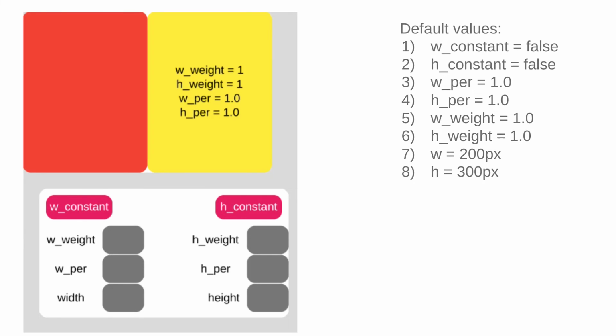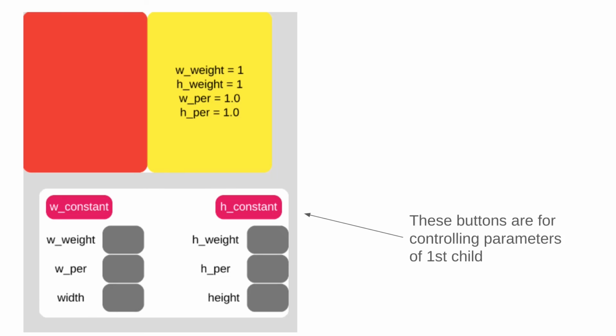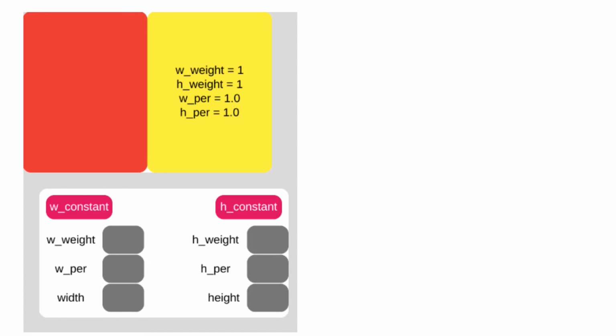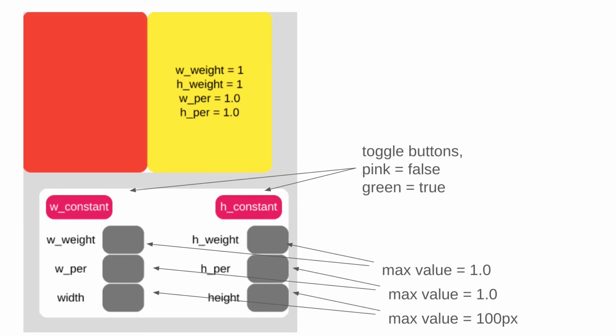The buttons include W constant and H constant toggles; if pink it means false and if green it means true. So by default both W constant and H constant are false. The second row has labels for weight and height weight. The max value the sliders can represent for these is 1. The third row has labels W and H percentage, and the max value the sliders can represent is 1.0, that is 100%. Lastly, the fourth row has labels width and height. These are the static values of width and height of the container, and the maximum value these sliders can represent is 100 pixels for width and 100 pixels for height.